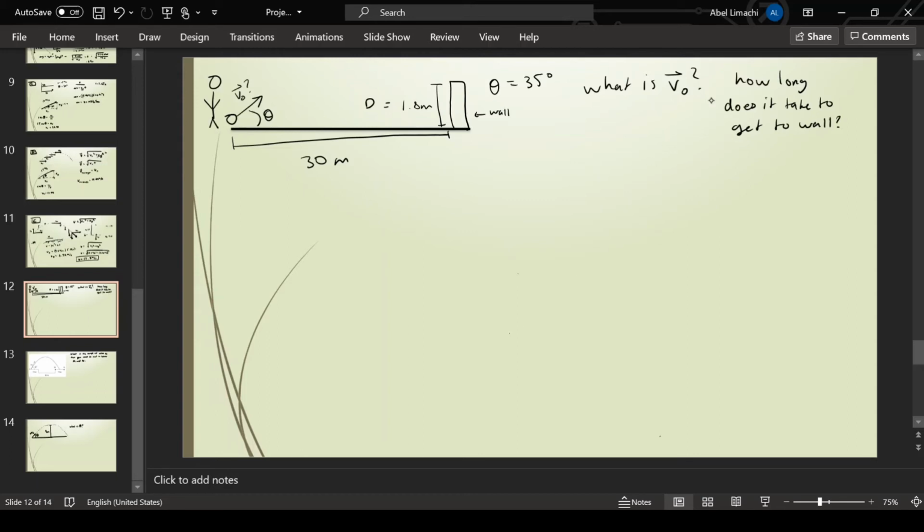We're looking for V initial. V initial is right here. We have this data, and we know that this is Vx and this is Vy. We don't know what this is. This is what we're looking for. So what can we do? Well, we know that this ball is going to clear this height right here of 1.8 meters. After 30 meters traveled, it's going to end right here.